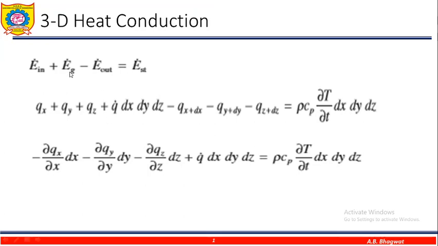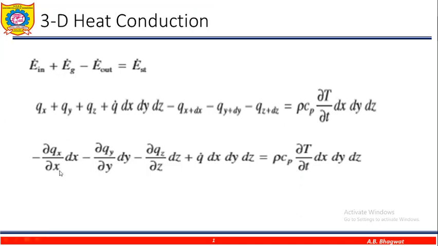Whatever the energy that is generated is Q dot into dx dy dz, minus Qx plus dx, minus Qy plus dy, minus Qz plus dz, is equal to energy stored, rho Cp del T by del t into dx dy dz. This is for total volume. Now if I want to make it on per unit volume basis, what will I do? I will divide all the terms on left and right side by dx into dy into dz.